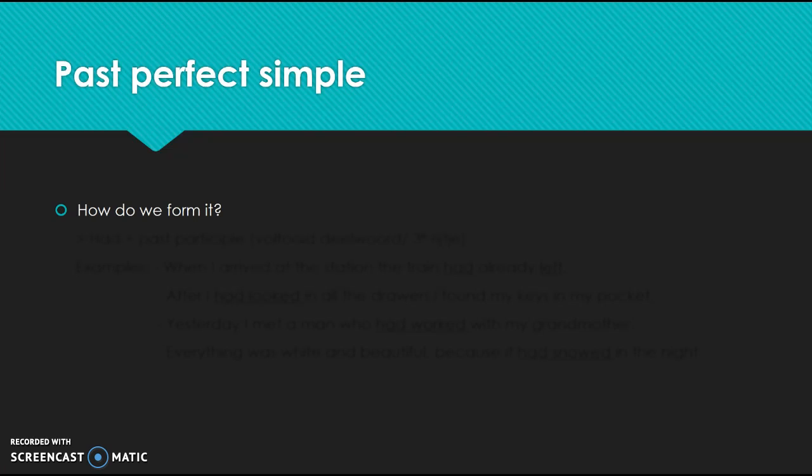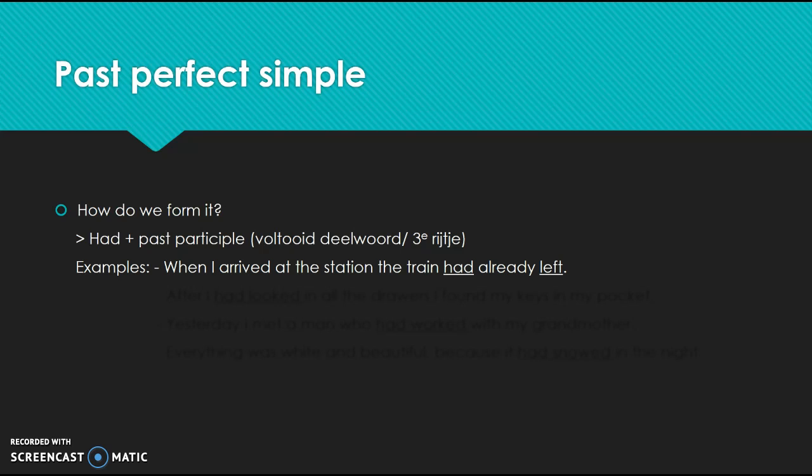Now, how do we form it? As you might have noticed from the example, this is the way we form it. Had plus the past participle, which again in Dutch is het voltooid deelwoord or derde rijtje. Examples for this tense are: when I arrived at the station, the train had already left. If you keep your timeline in mind, you will notice that the train leaves before you arrive, making that the earliest action, which means that you have to use the past perfect simple. The other action, you arriving at the station, gets the past simple, in this case, arrived.